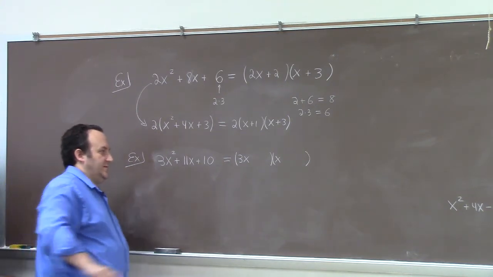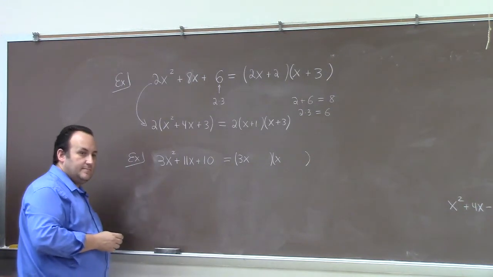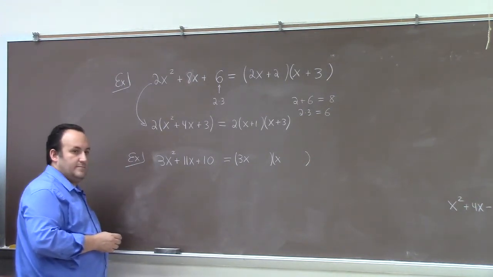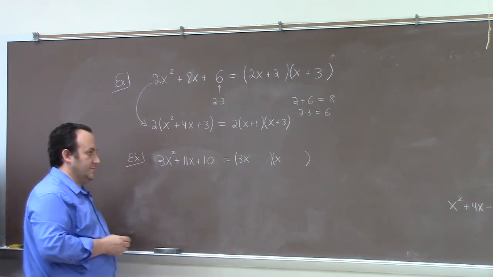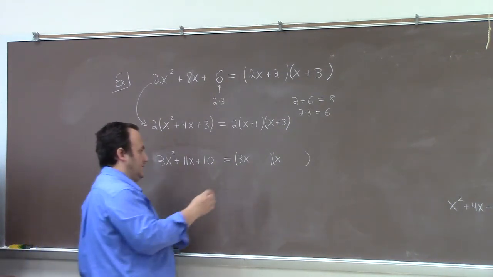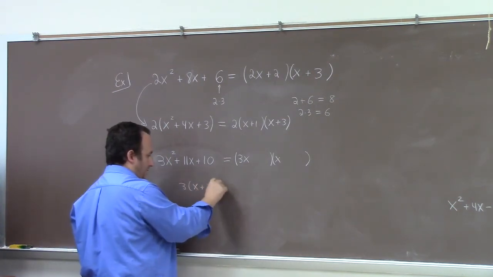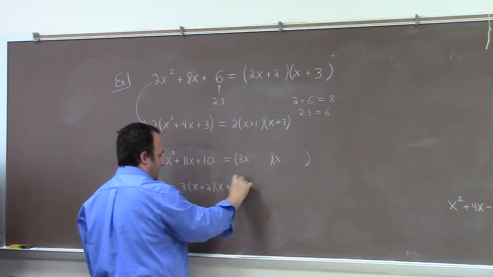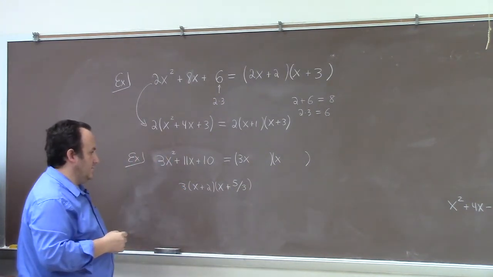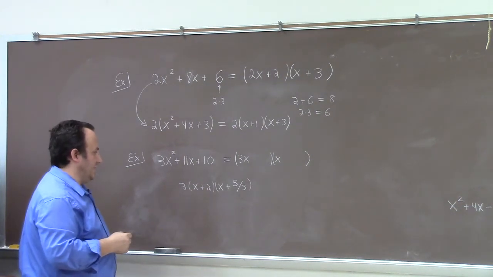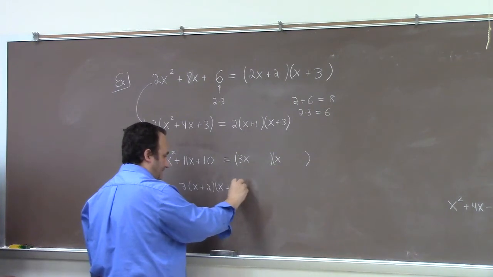So what are you going to put here in the end? I mean, eventually you work it out to that. You can, or you can just leave it like 3, and then in parentheses, x plus 2, and then in other parentheses, x plus 5. I think you'd have to put a 5/3 there, though, because I don't think it's going to multiply back out otherwise. I mean, if I put x plus 5 here, right?